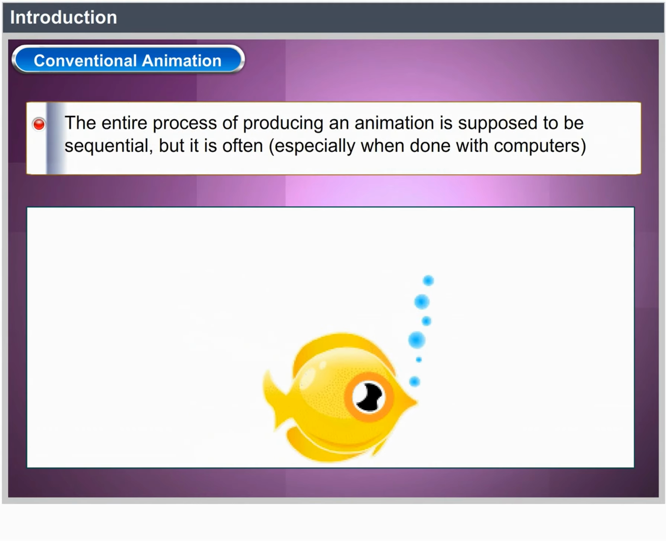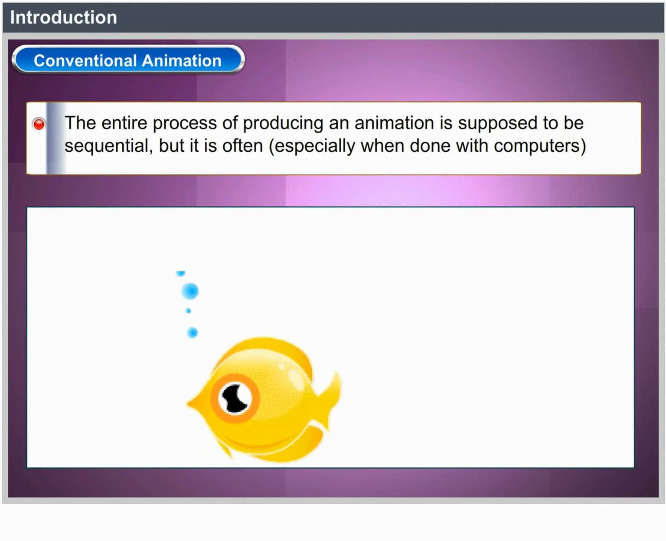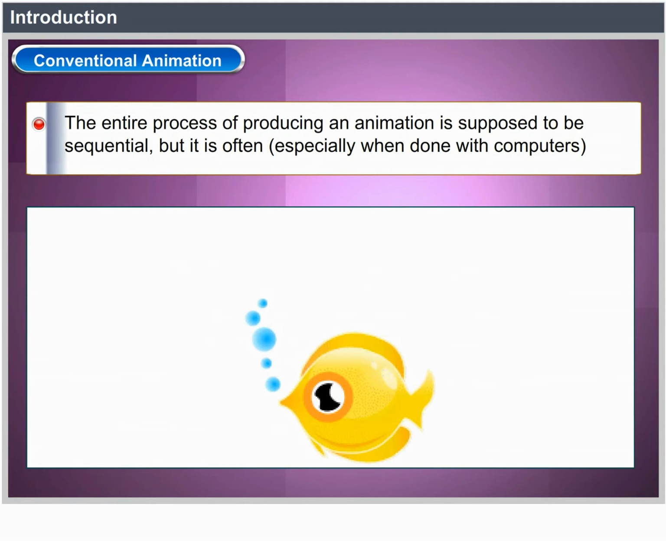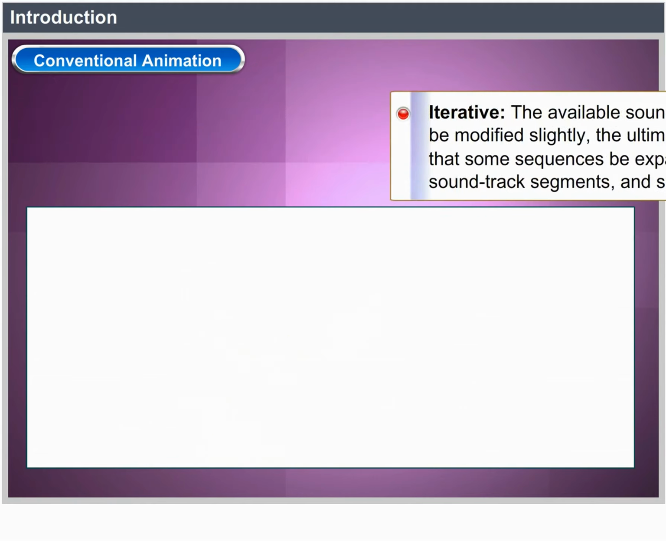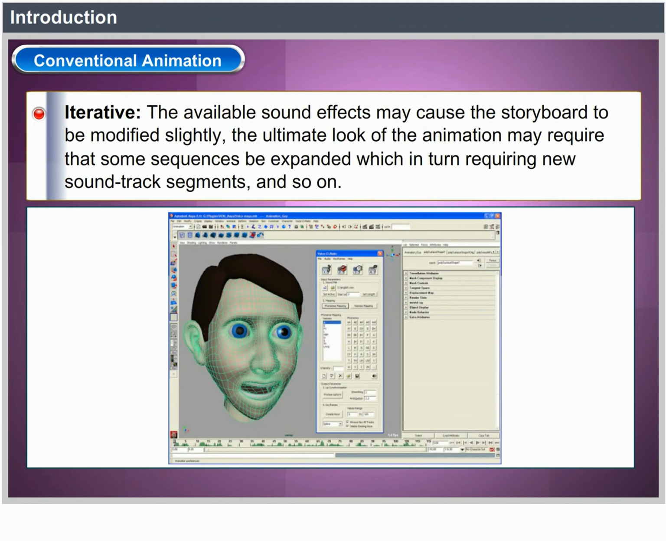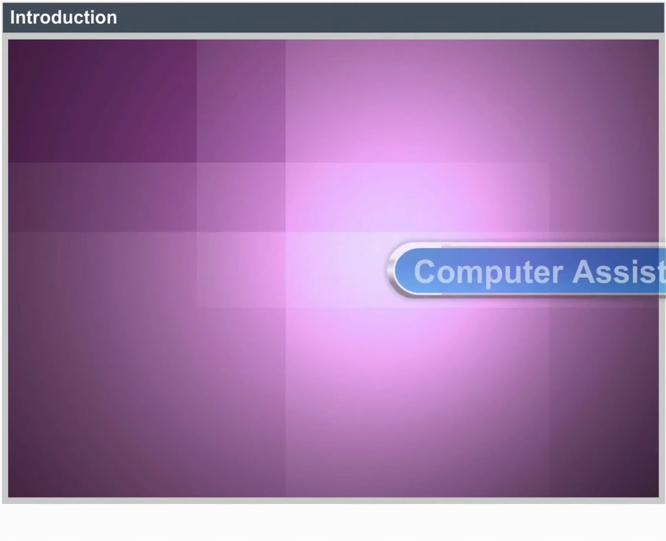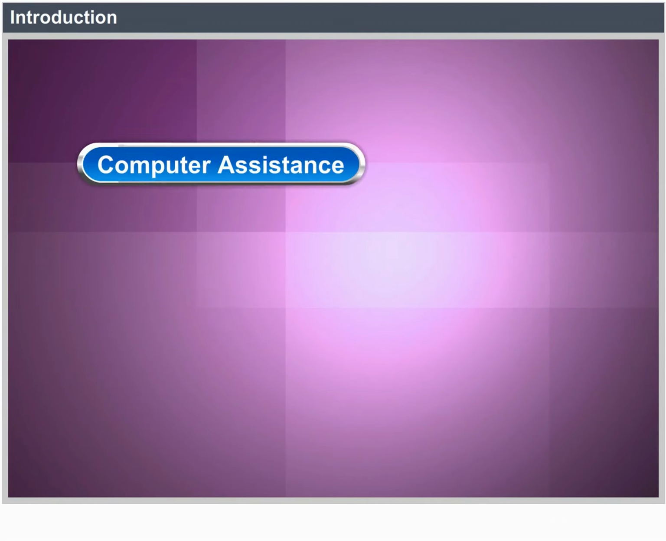The entire process of producing an animation is supposed to be sequential, but is often, especially when done with computers, iterative. The available sound effects may cause the storyboard to be modified slightly. The eventual look of the animation may require that some sequences be expanded, in turn requiring a new soundtrack segment, and so on. Computer assistance.